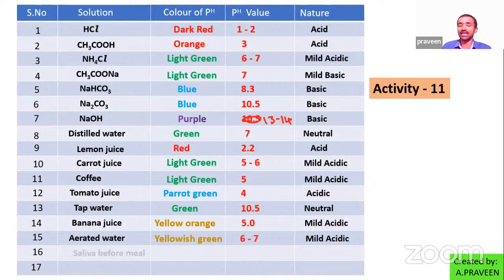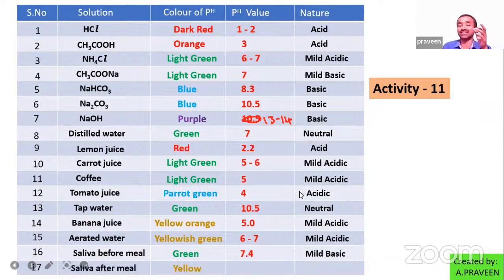Then next, saliva, before meals and after meals. Its nature changes. So before meals, it gives you somewhat green, but its pH value lies above 7. Mild, basic in nature before meals. It mixes with the food. Then after taking meals, it changes towards acidic. pH value lowered, mild acidic. So these are the values.